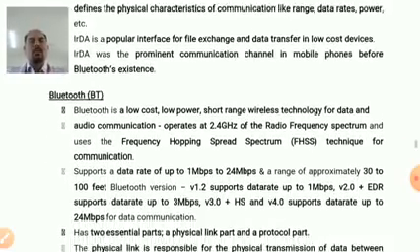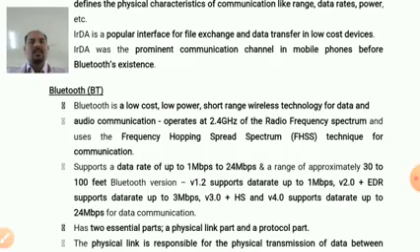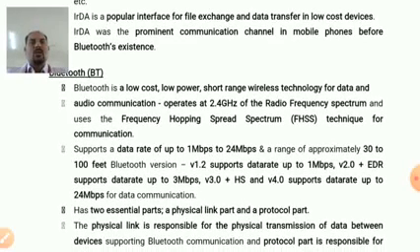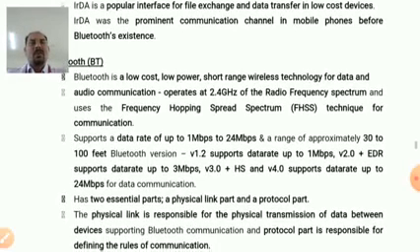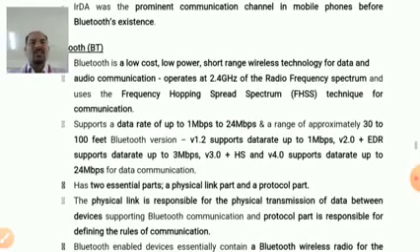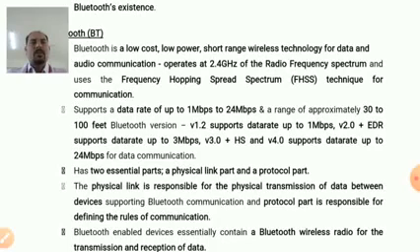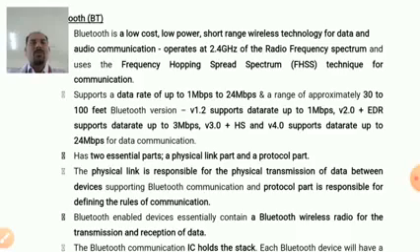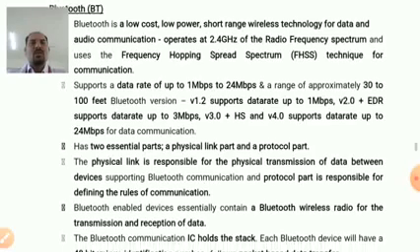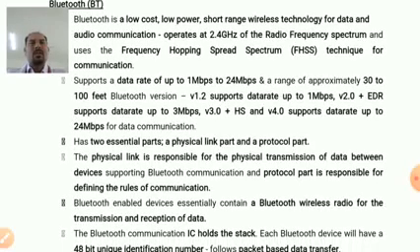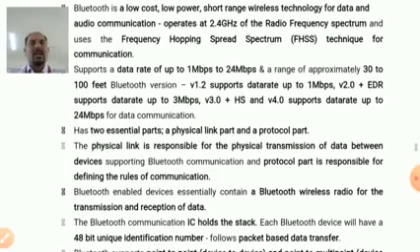Now we'll move on to the next interface type, that is Bluetooth. It is a low cost, low power, short range wireless technology for data and audio communication. It operates at 2.4 GHz of the radio frequency spectrum and uses the frequency hopping spread spectrum technique for communication. It supports data rates of 1 megabit per second up to 24 megabits per second, and covers a distance of 30 to 100 feet.